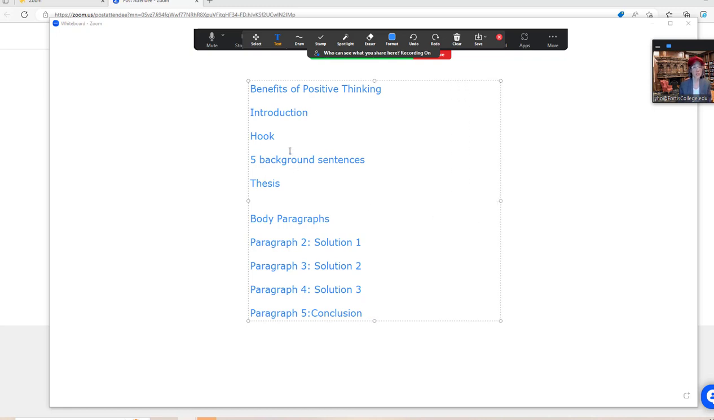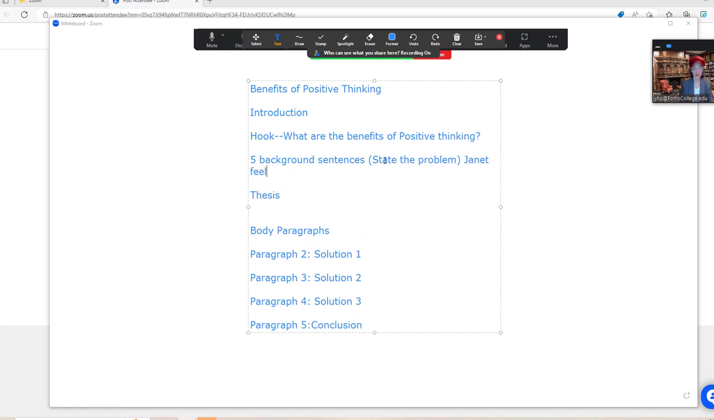And so what's the introduction? So what are the benefits of positive thinking? And then you are going to write 5 background sentences in which you state the problem. Okay, so you state the problem. And then you could use a case study of somebody. So I would say, Janet feels depressed very often.